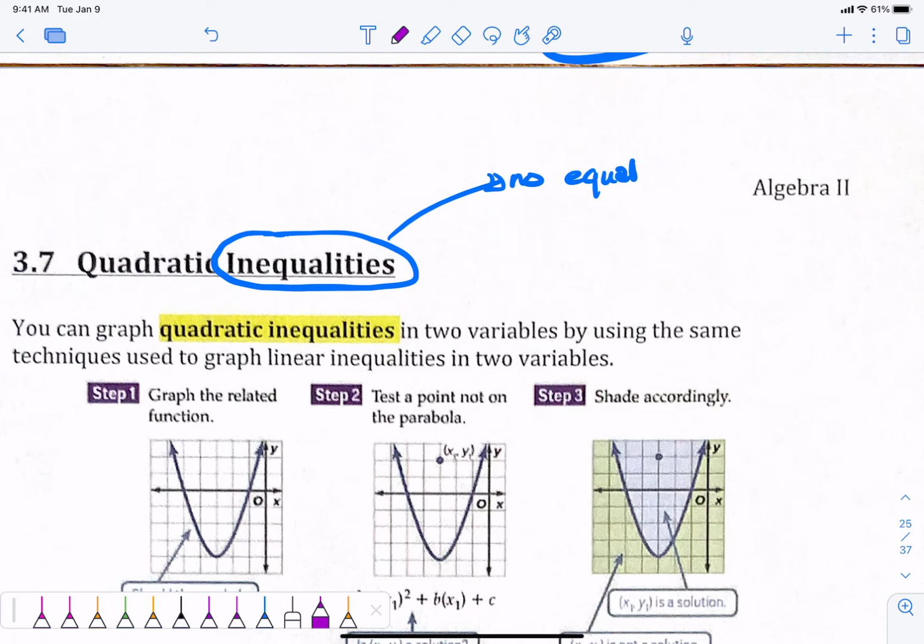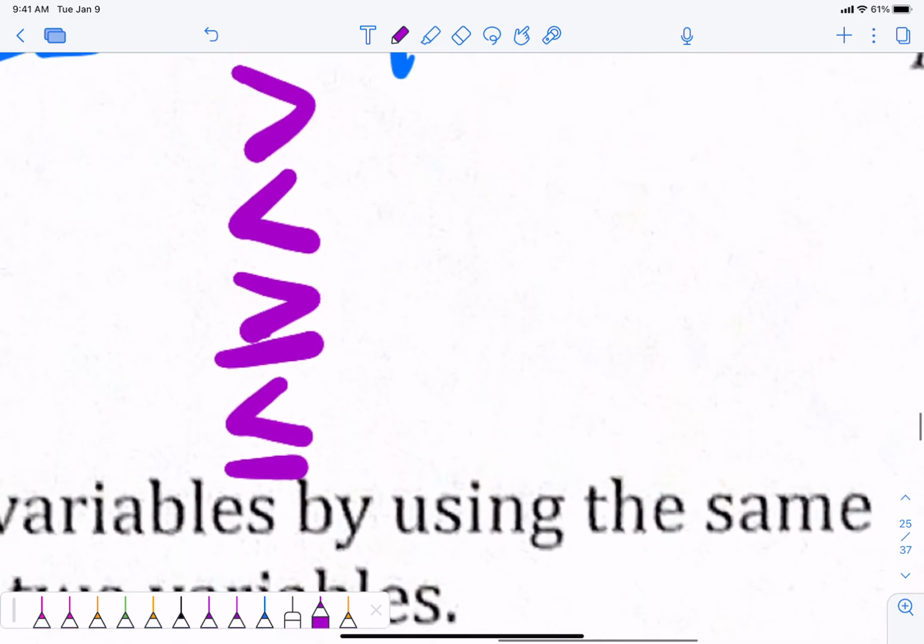That means not equal. What do we use if it's not equal? We don't use an equal sign. We use an inequality sign. What is an inequality sign? Greater than, less than, greater than or equal to, less than or equal to. These are what we need.